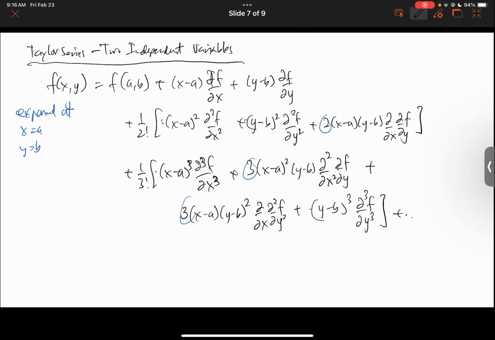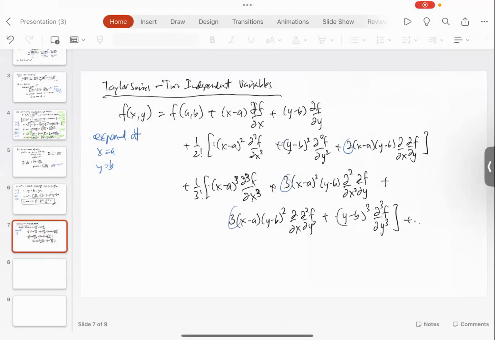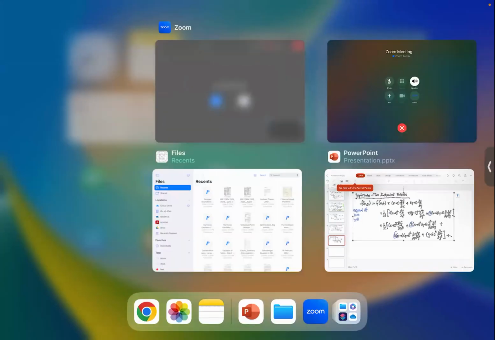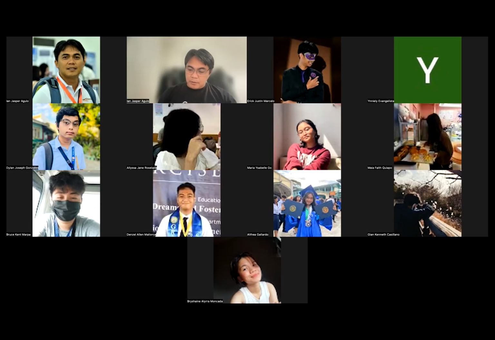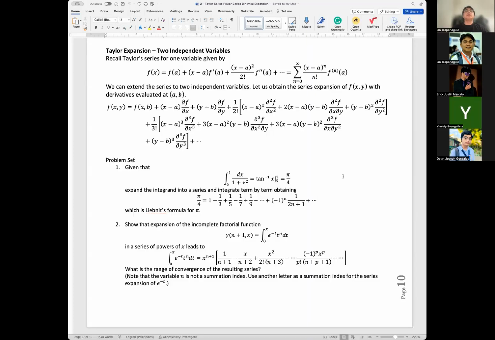Okay, so I'm going to stop sharing here, and then just show you a bit of the notes that I'm also going to send to you. So these are the notes that I will send you. Now, at the end of the notes, you'll see the problem set or practice problems. Let's just call it that so it doesn't sound intimidating.